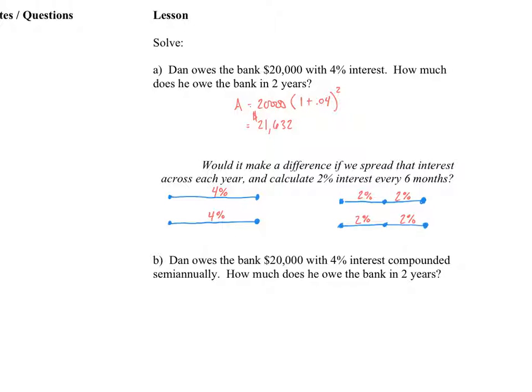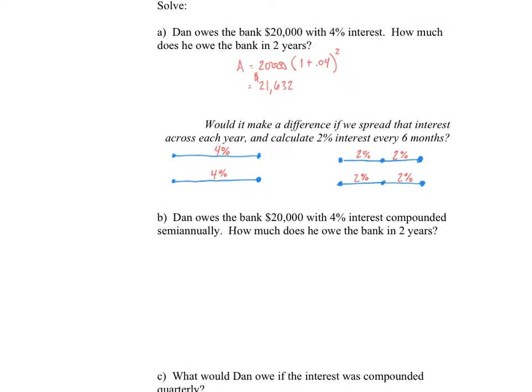And when you look at this, you think about it and you say, well, this is still 4% in a year, this is 4% in a year. It shouldn't matter how much we cut it up, it's still going to be 4%. So at the end of the 2 years, we should still have the same amount of money. So that's maybe our hypothesis, and now we're just going to try to test that.